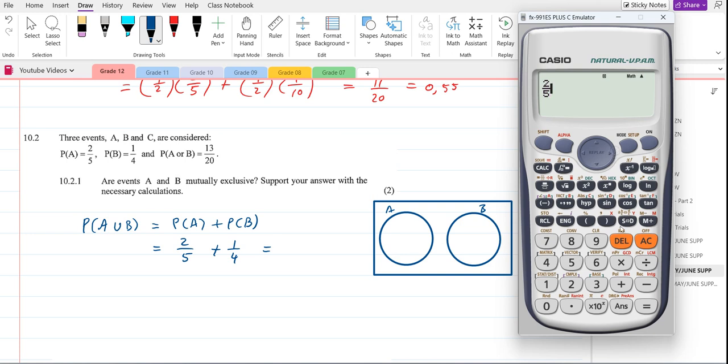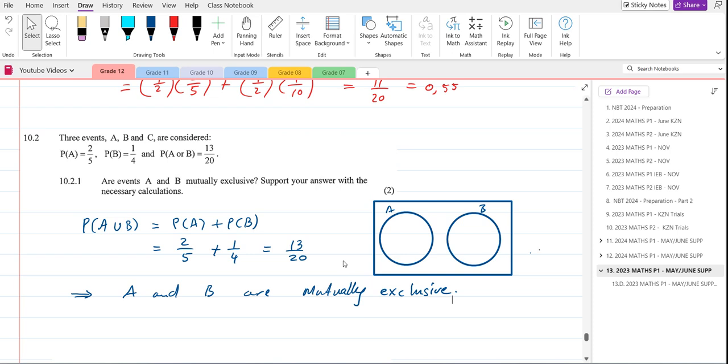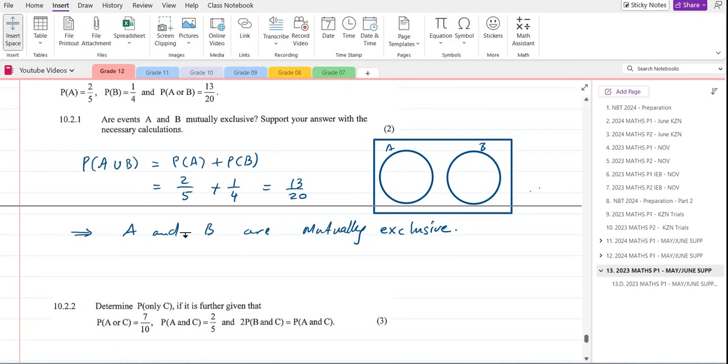2/5 plus 1/4. So that's 13 out of 20. So this implies the given probability of A or B is already 13 out of 20. Therefore, this implies A and B are mutually exclusive. Okay, so those are the necessary calculations. Or you can say that the intersection is 0. Alright, next one.